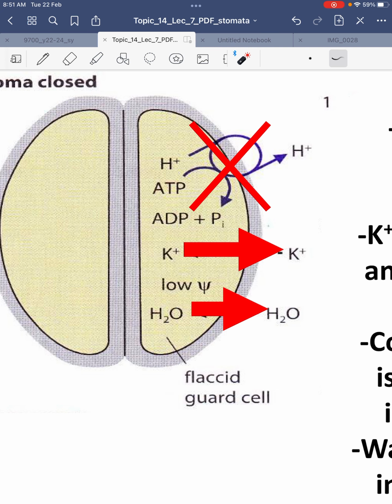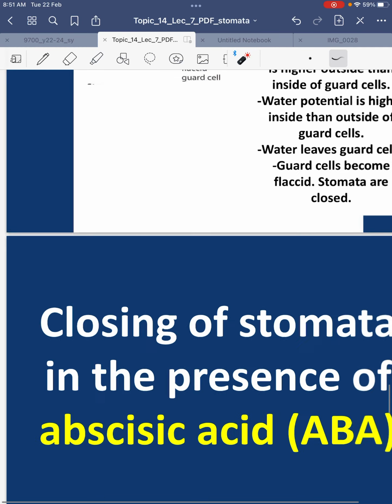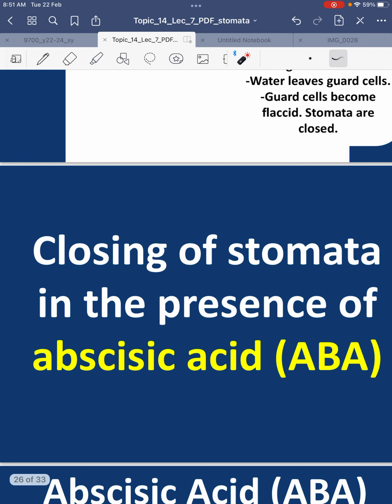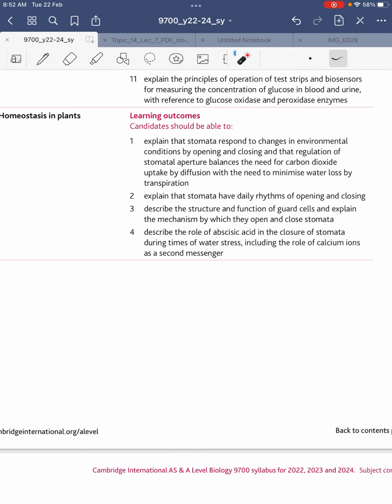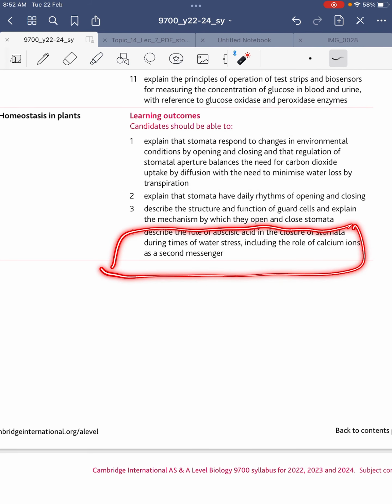Okay, so it's very, very easy. And this is the last one. We have covered the structure, response, and daily rhythm already, looking at the graph just now. Now the last one is the role of abscisic acid during water stress time. This is the last one, objective number 4.